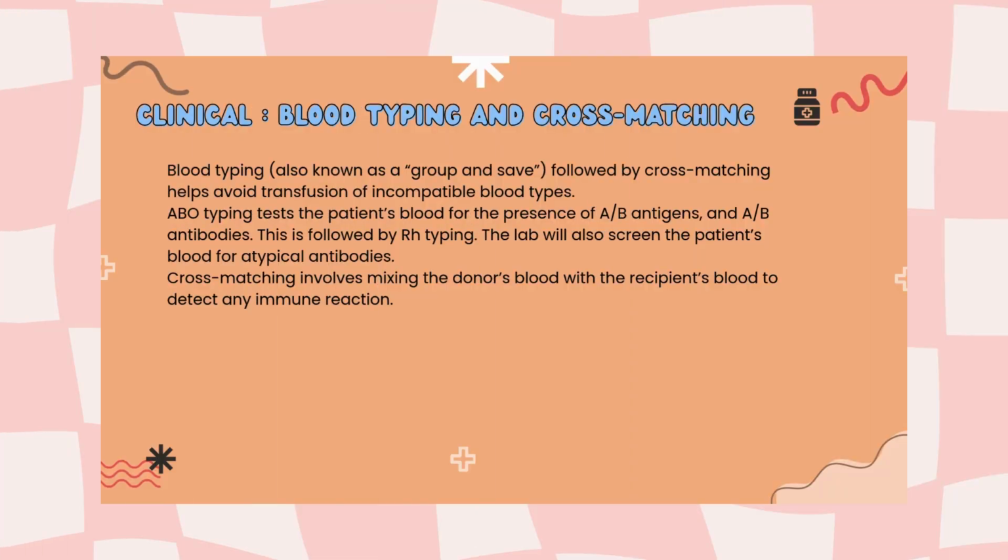Clinical correlation: blood typing and cross-matching. Blood typing, also known as a group and save, followed by cross-matching, helps avoid transfusion of incompatible blood types. ABO typing tests the patient's blood for the presence of A, B antigens, and A, B antibodies. This is followed by Rh typing. The lab will also screen the patient's blood for atypical antibodies. Cross-matching involves mixing the donor's blood with the recipient's blood to detect any immune reaction.